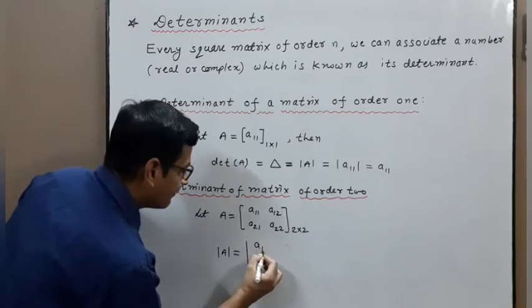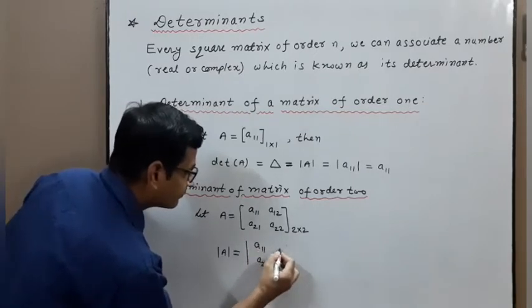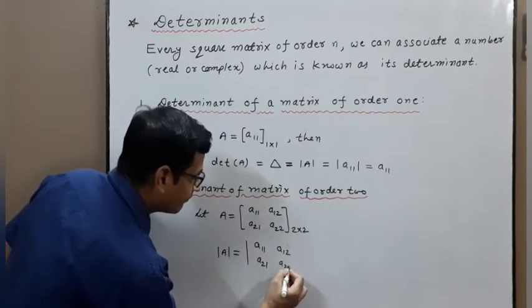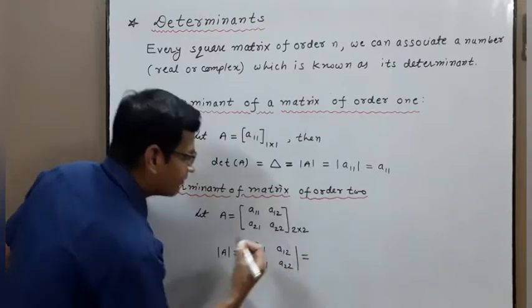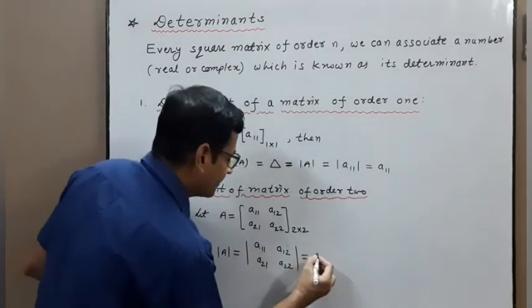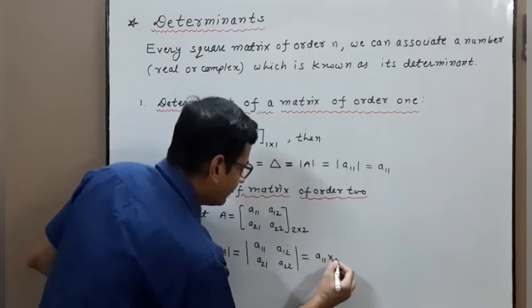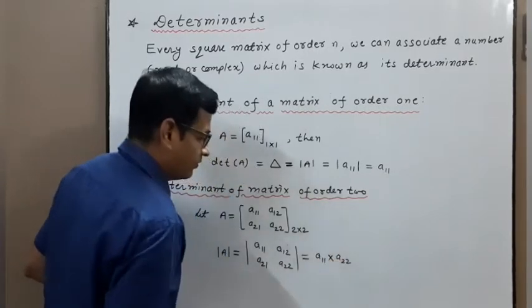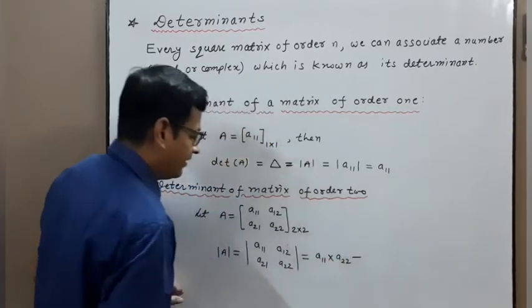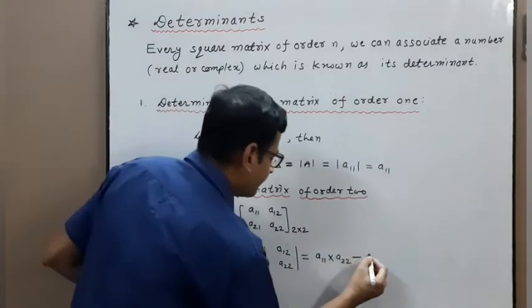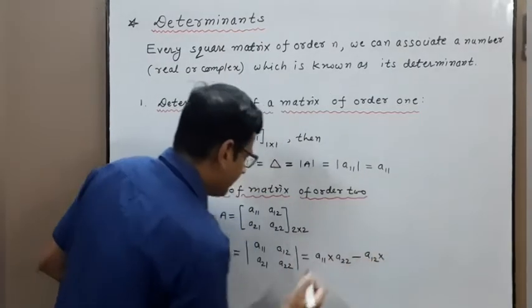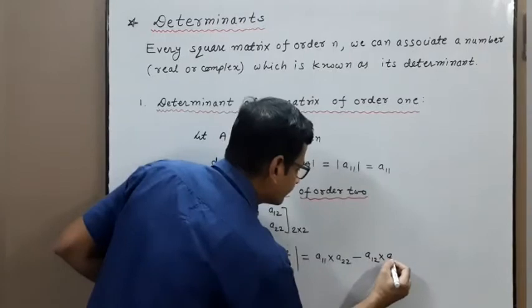And how can we simplify 2 by 2? Is equal to, first multiply this into this, a11 into a22, then minus sign, and this into this, a12 into a21.